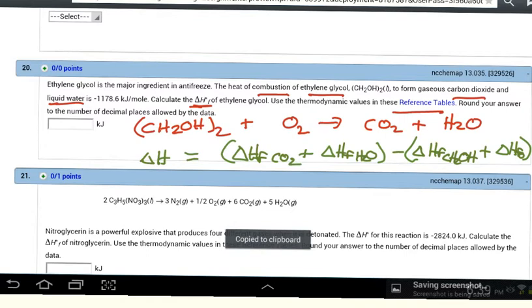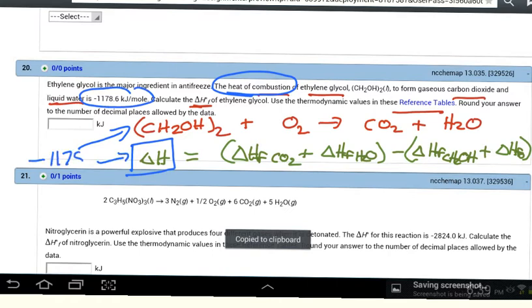Now, here's the part that's different in this problem: we actually already know the delta H of the reaction. Because this was a combustion reaction, they told us that the heat of combustion for this reaction was negative 1178.6. So if we already know that, what are they asking us to do?